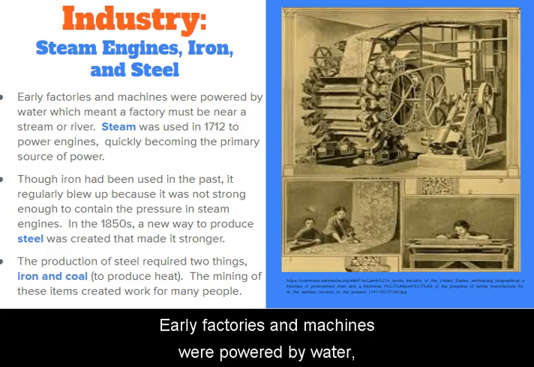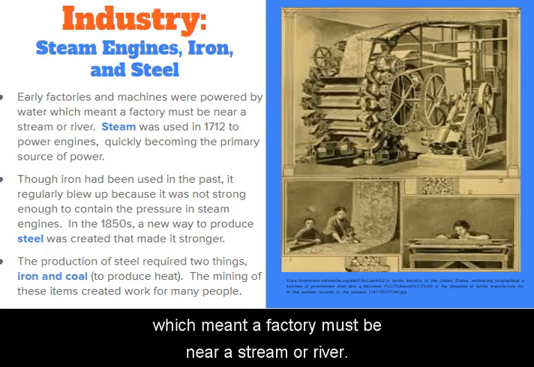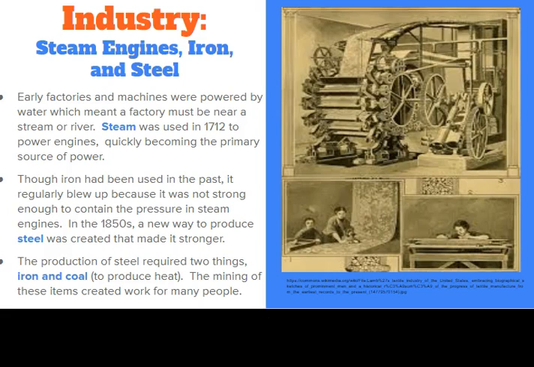Early factories and machines were powered by water, which meant a factory must be near a stream or river. Eventually, steam was used in 1712 to power engines, and this would quickly become the primary source of power. Now, to create steam, you needed heat. So coal and the mining of coal would be a huge, booming industry in Great Britain.